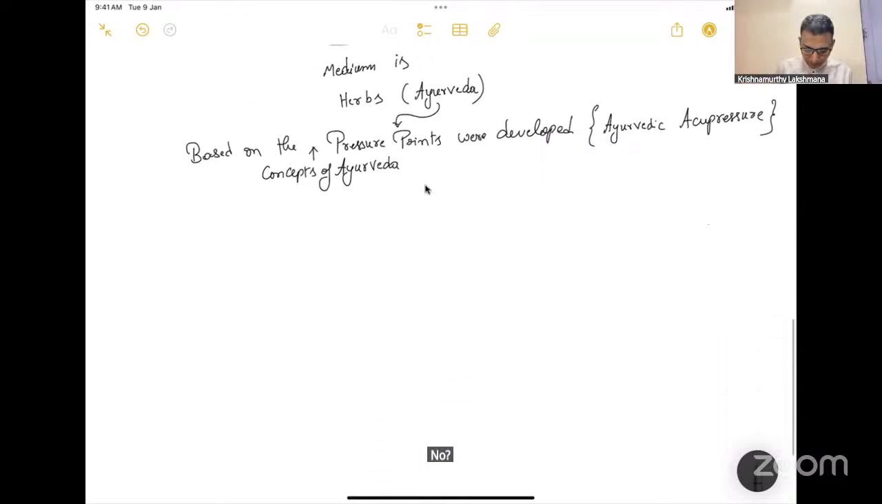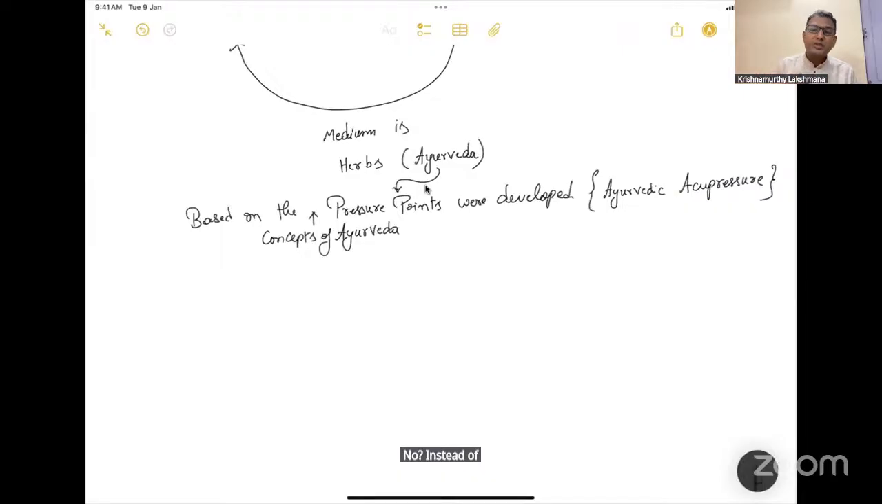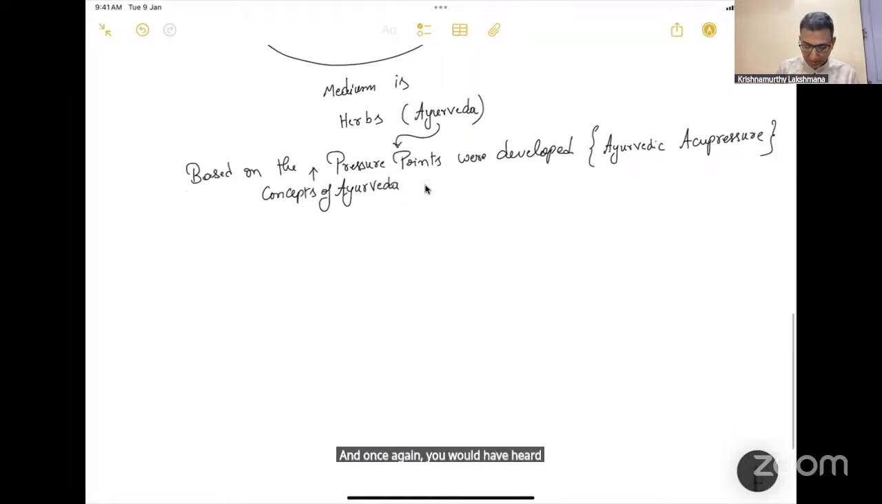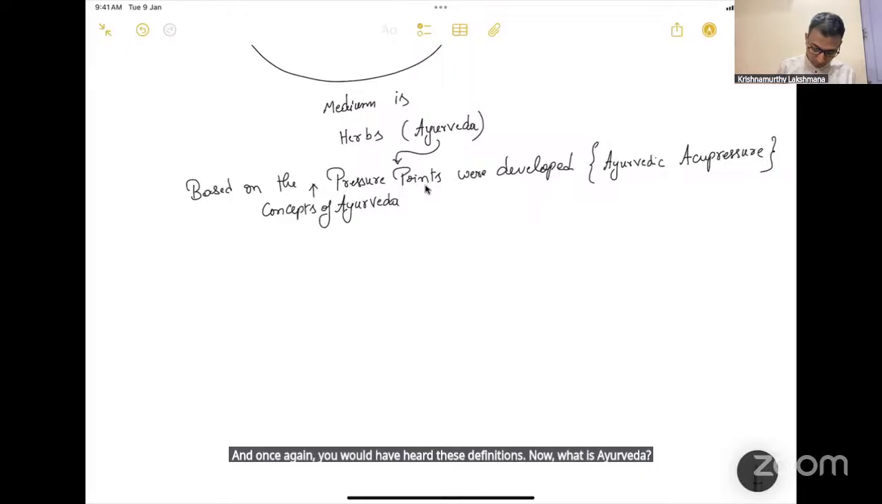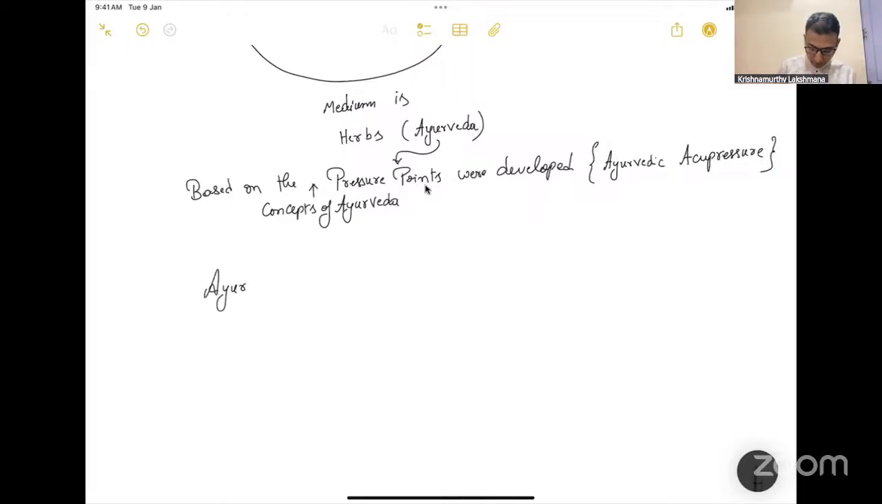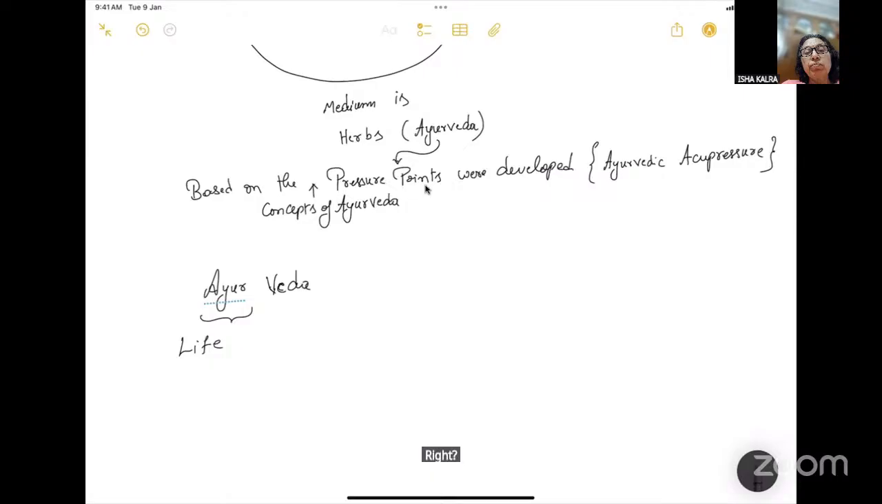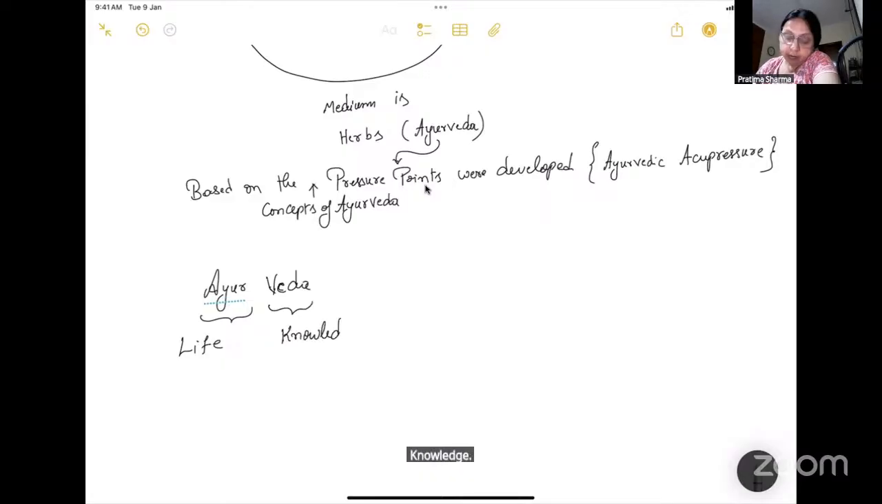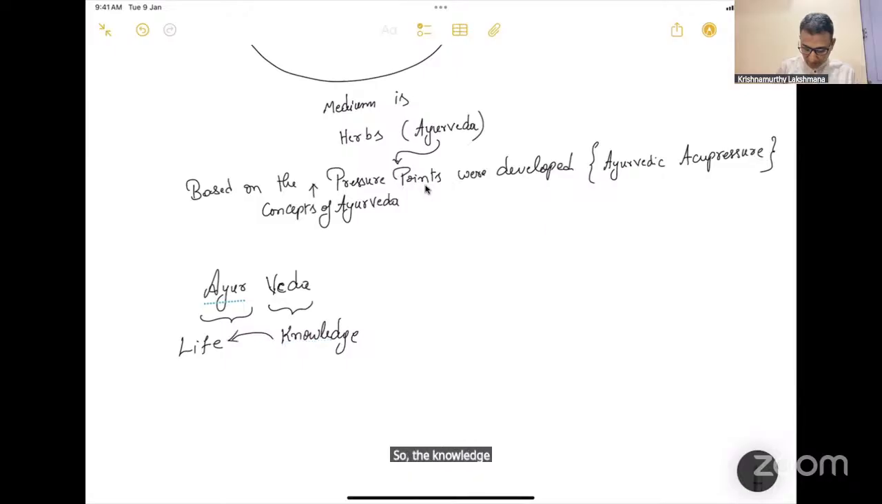Now, instead of using herbs, we are using pressure points. And once again, you would have heard these definitions. Now, what is Ayurveda? What is the meaning? Ayur means life. Veda is knowledge. So the knowledge of life is Ayurveda.